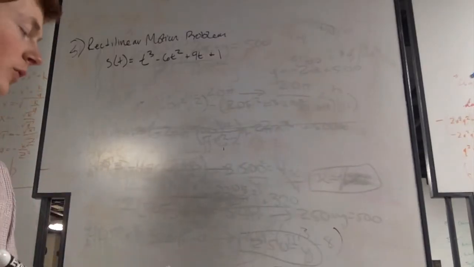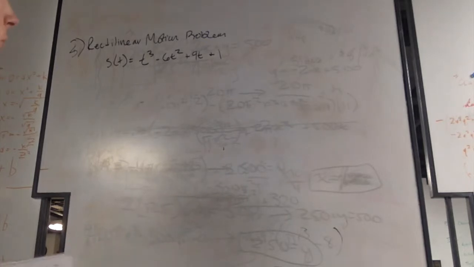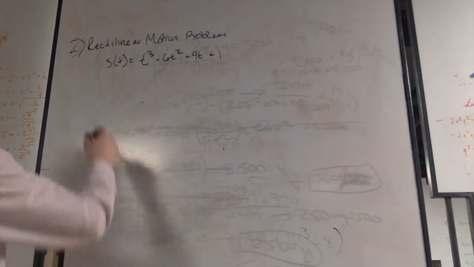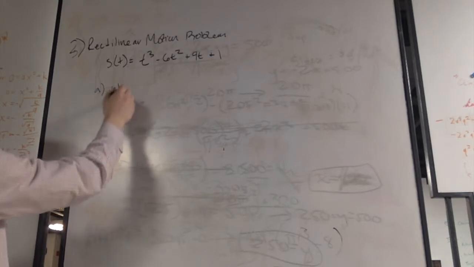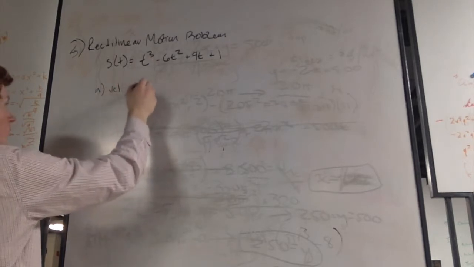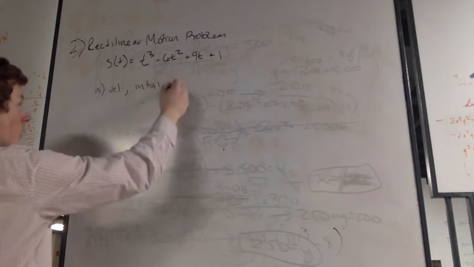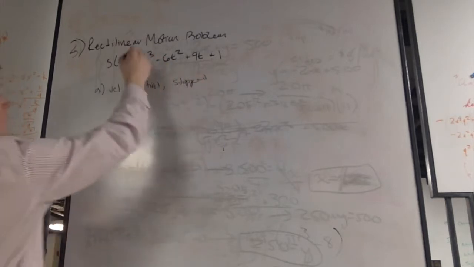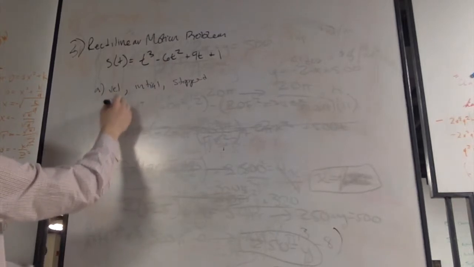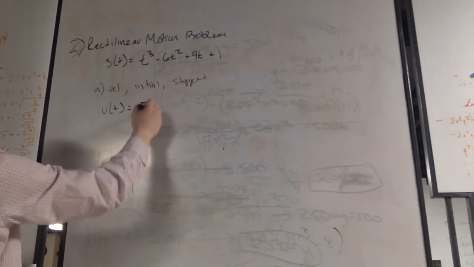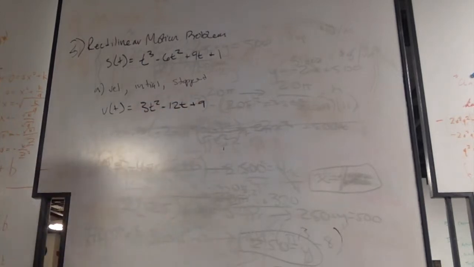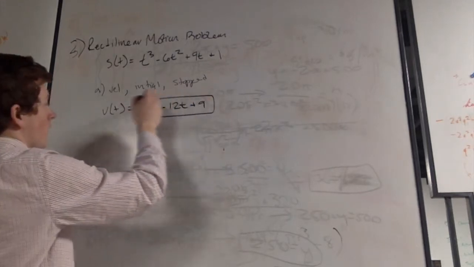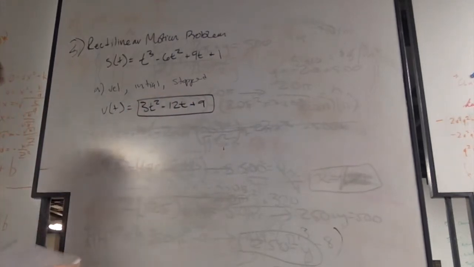So the last problem that we have to do is the rectilinear motion problem that has to do with the equation t cubed minus 6t squared plus 9t plus 1. So the first part of the problem was finding the velocity, the initial velocity, and where it is stopped. So that's very simple. You just find the derivative of that equation, which would be 3t squared minus 12t plus 9. So that there is the velocity function. And then figure out where that is stopped.